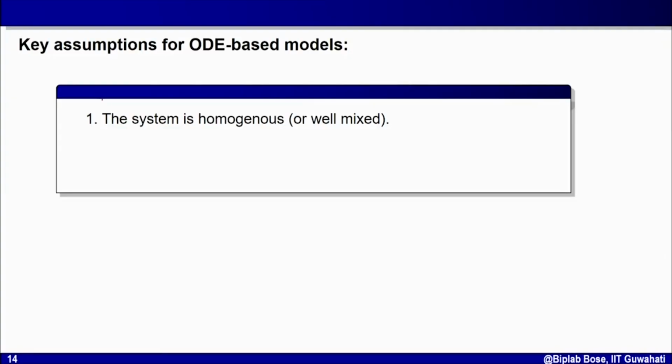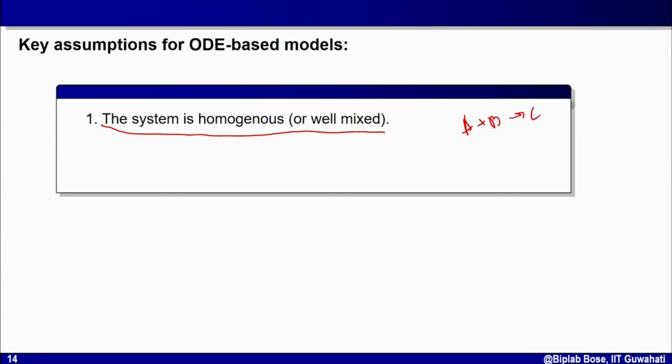When we are creating mathematical models using ODEs, we have to make some basic assumptions. And those two assumptions should always be met, otherwise we cannot create an ODE based model. The first criterion is that the system has to be homogeneous or well mixed. Imagine a chemical reaction happening in a flask. A and B are reacting to make C. A plus B giving C.